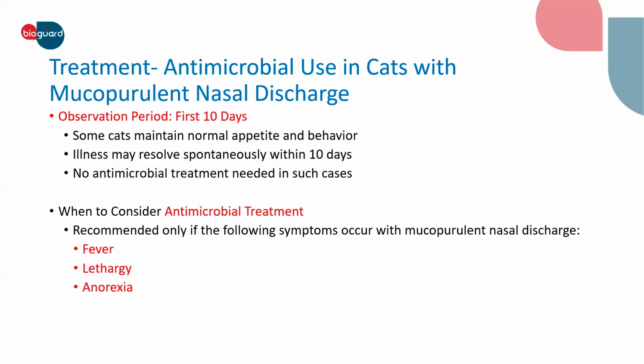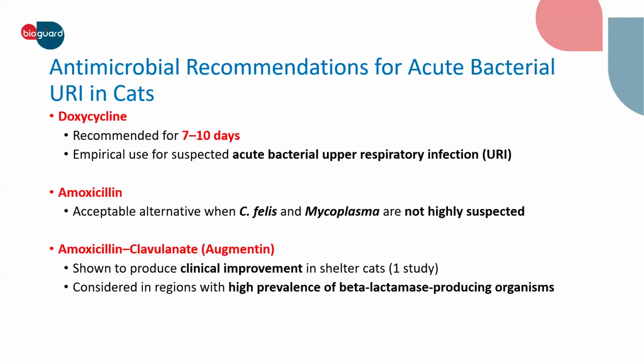However, if the cat shows mucopurulent nasal discharge associated with symptoms like fever, lethargy, or anorexia, then antimicrobial treatment should be considered. And here are some recommendations for antimicrobials to treat acute bacterial URI in cats.